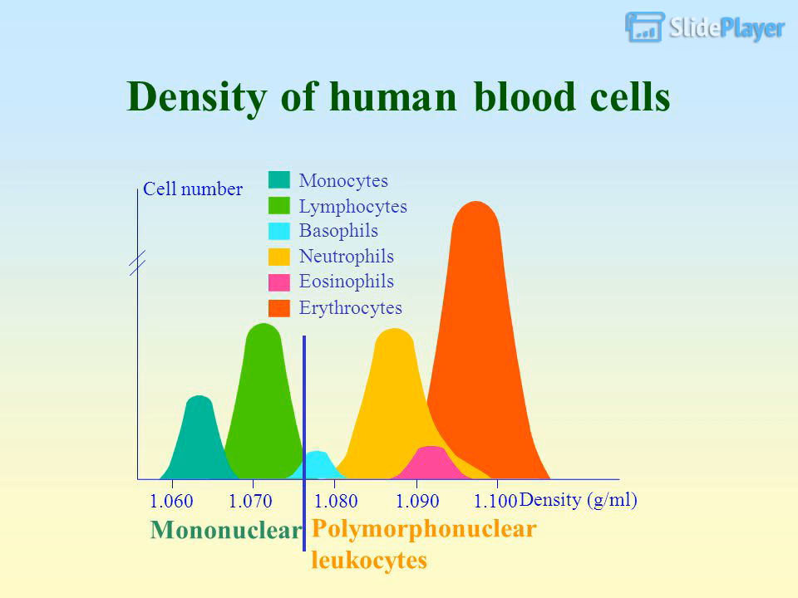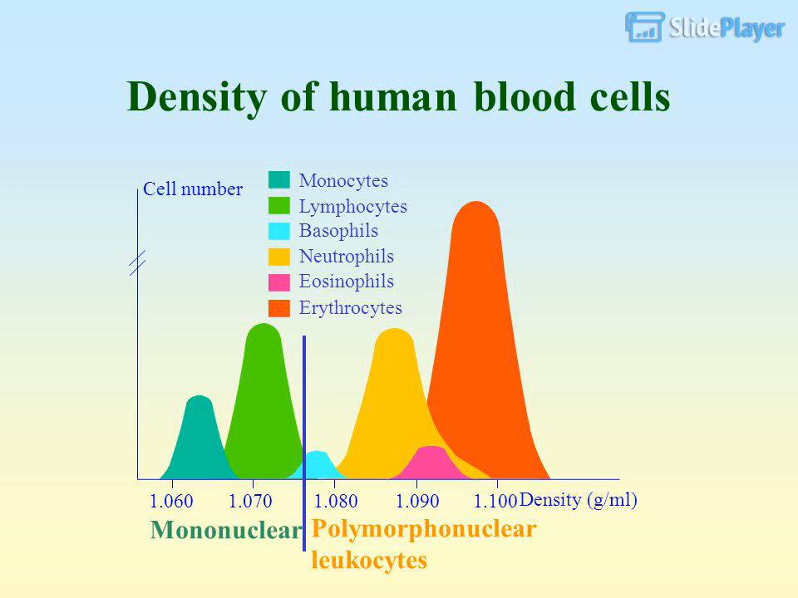Density of human blood cells. Density, g/ml, from 1.060 to 1.100, against cell number. Monocytes, lymphocytes, basophils, neutrophils, eosinophils, erythrocytes. This graphic shows the density of human blood cells.